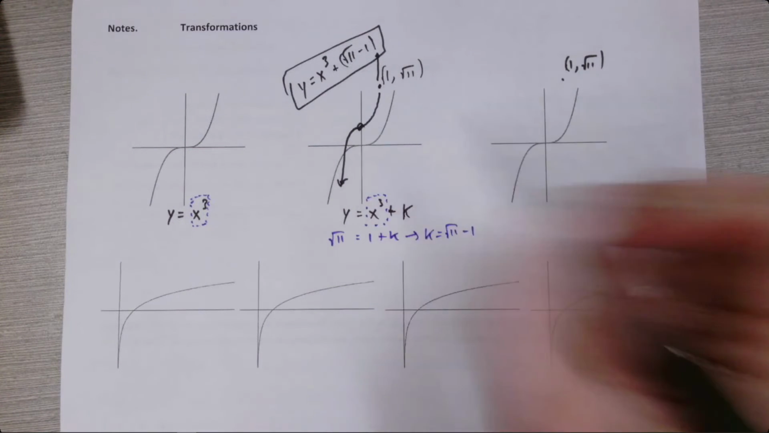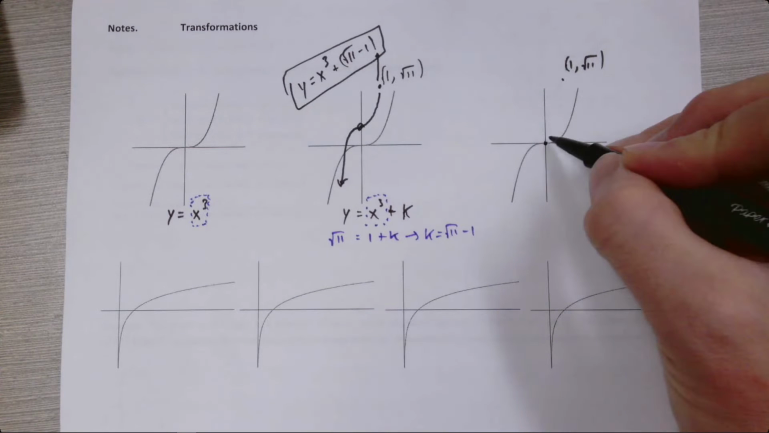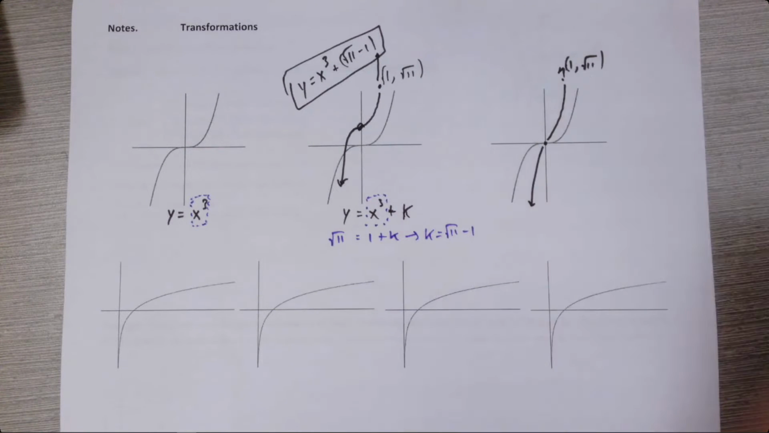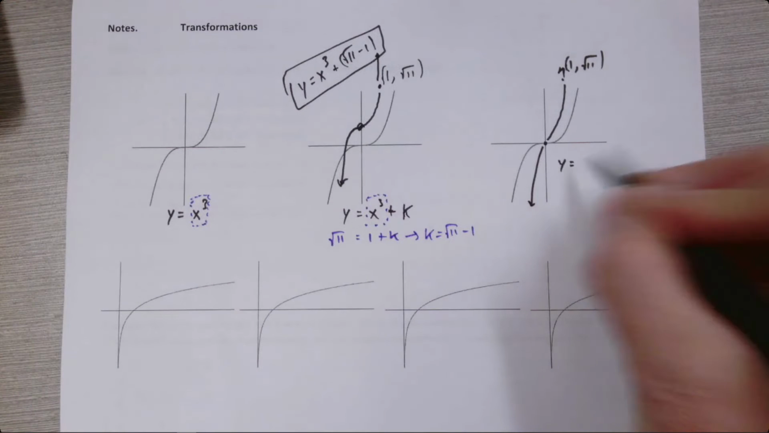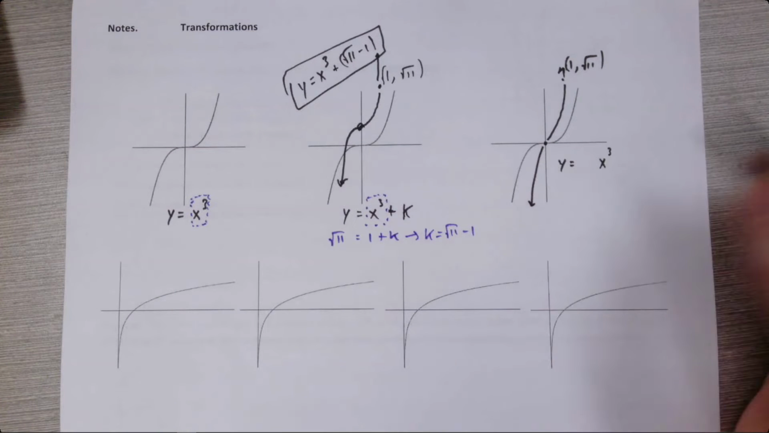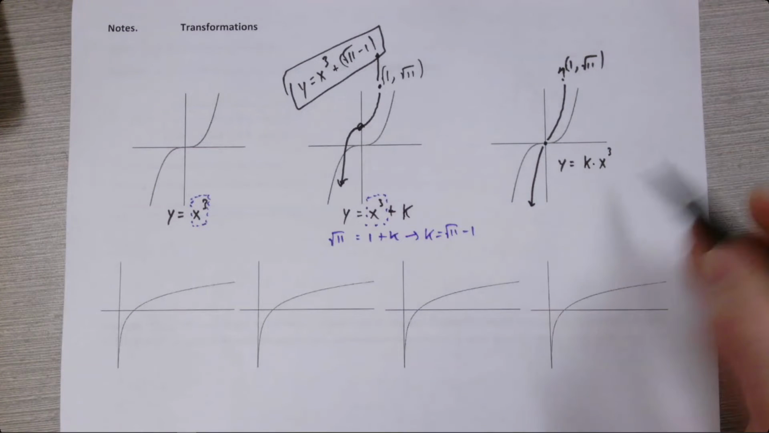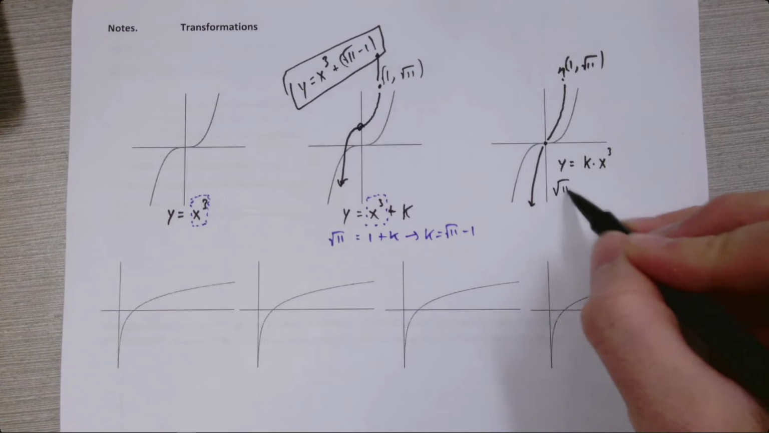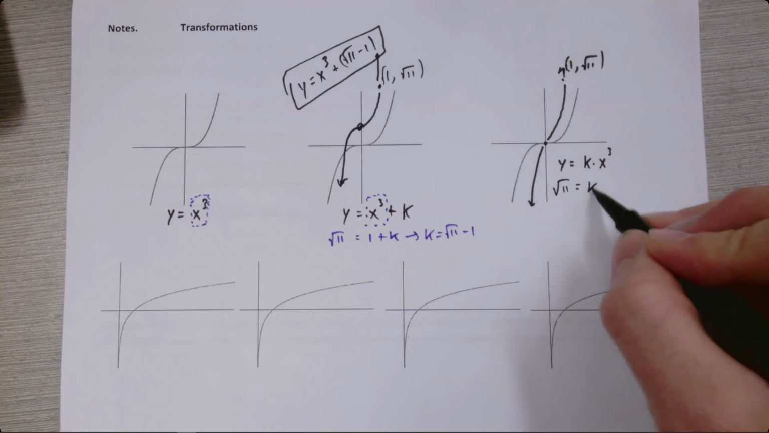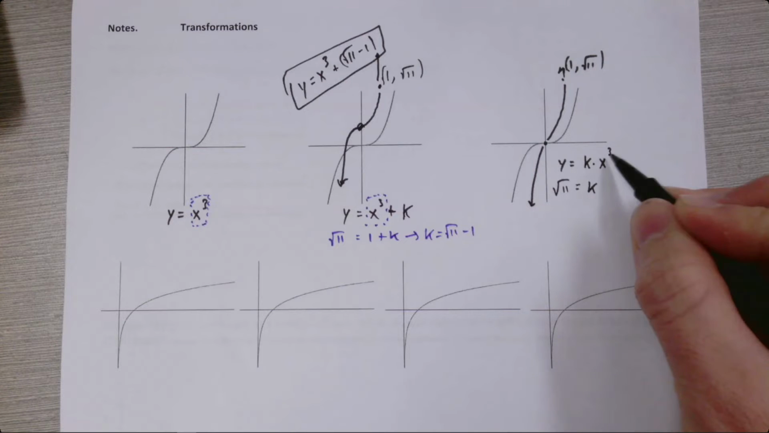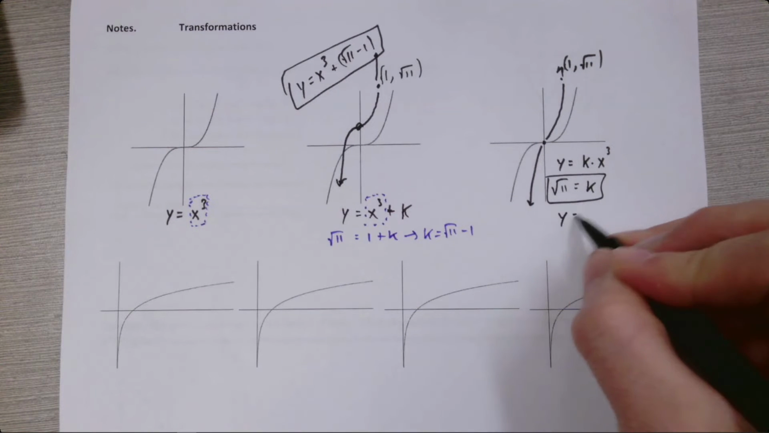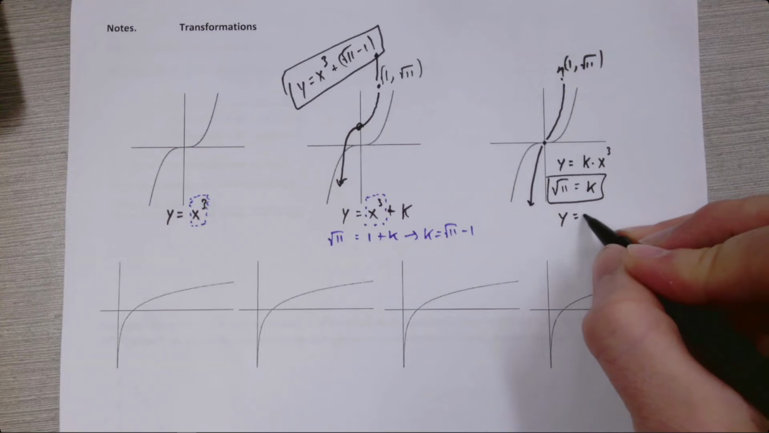But instead of shifting it, what if we were going to vertically scale it? So something like this. Same deal. So write your original equation, x cubed, but this time let's add an unknown vertical scale factor, and then plug in what you know to solve for what you don't know. So this is k times 1 cubed, which is just 1. So we've got k is root 11, and so a different equation that goes through this point would be root 11 x cubed.